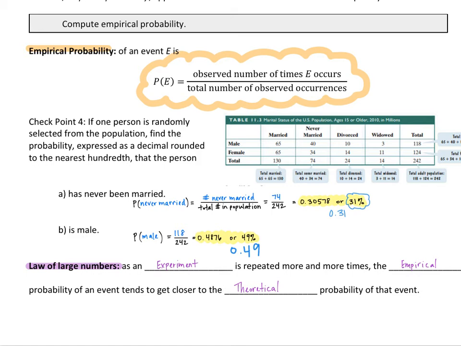Now we're just thinking about the law of large numbers. As an experiment is repeated more and more times, the empirical probability of an event tends to get closer to the theoretical probability of that same event. So as we do this more and more, those two are essentially going to be the same in the end. That's all we have for today, a nice short and sweet video.